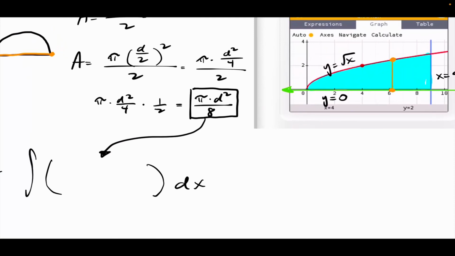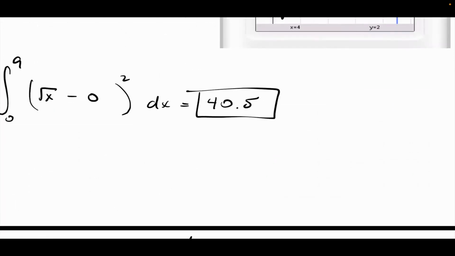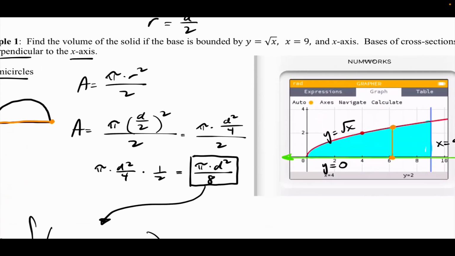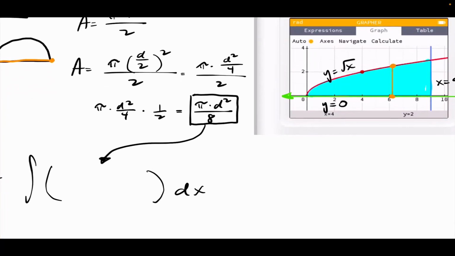That's the formula for this top guy. What is the formula? Remember I had to subtract, right, to find the distance? What am I going to subtract? The red from the green, right? So on the last one, I subtracted the square root of x minus 0 because the square root of x represented the red, and 0 represented the green. What represents the red and what represents the green?